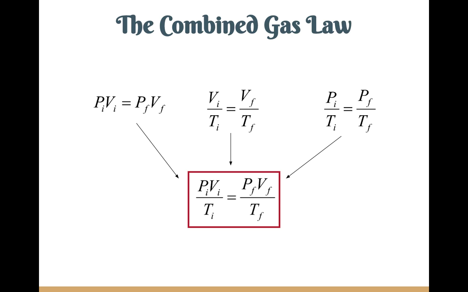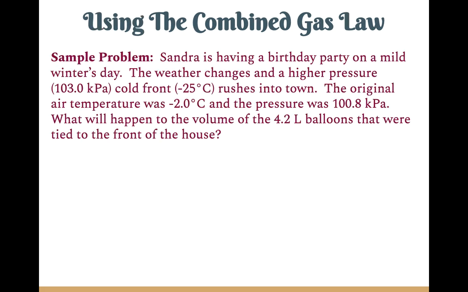We can now use this equation when all three variables are changing, whereas when we were using any of the other three laws, the third variable had to stay constant. When we used Boyle's law, temperature had to stay constant. When we used Charles's law, pressure had to stay constant. And when we used Gay-Lussac's law, the volume had to stay constant. So now all three can change. Let's look at an example.